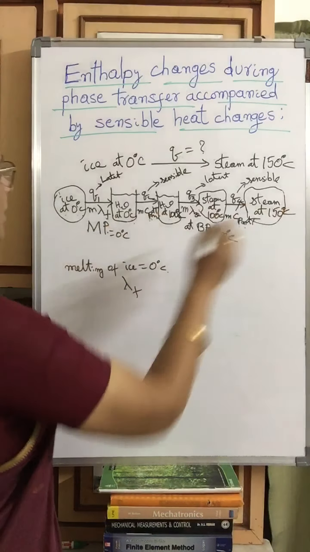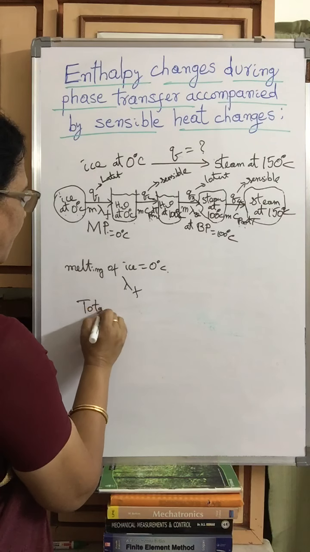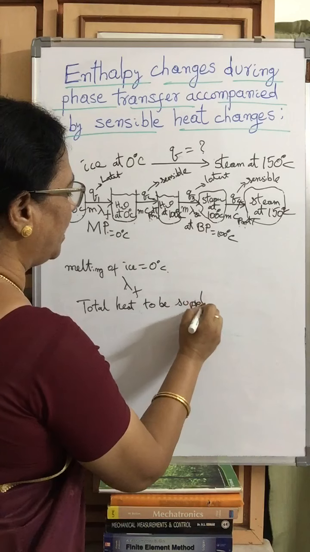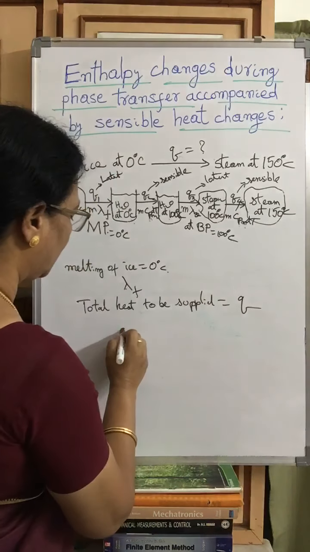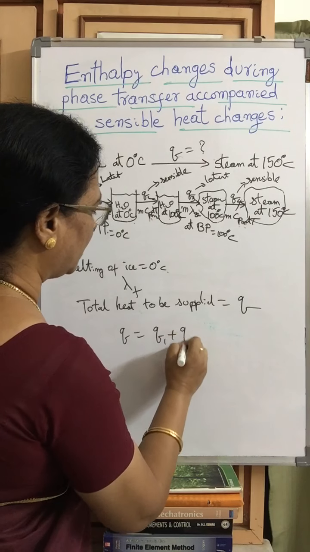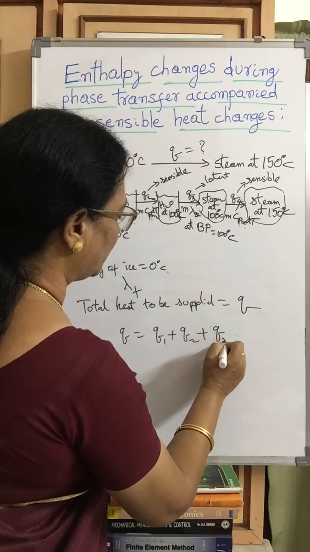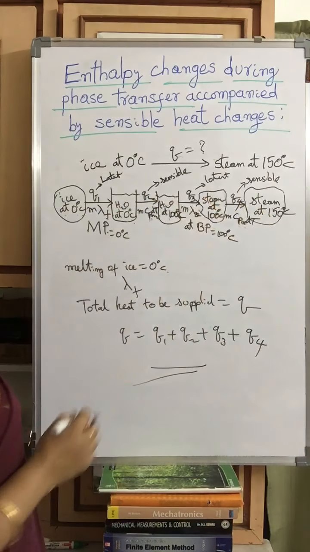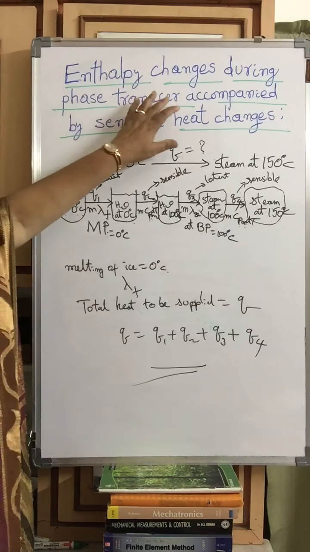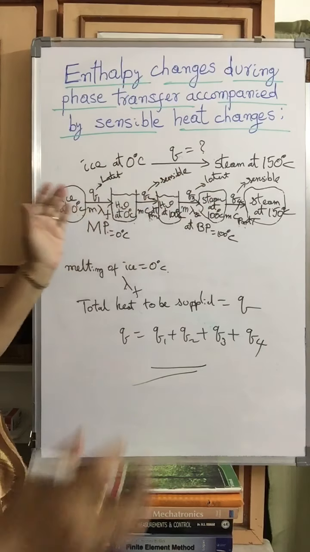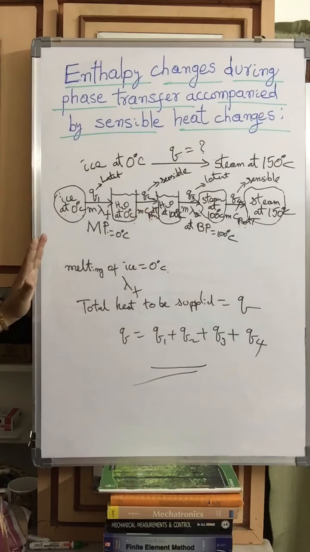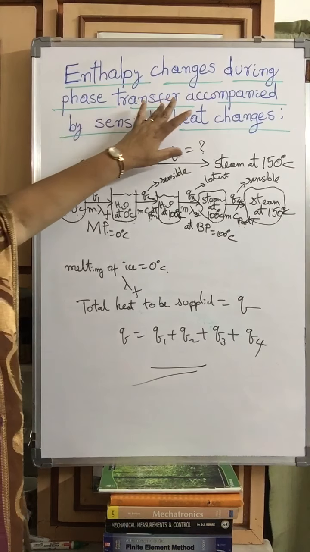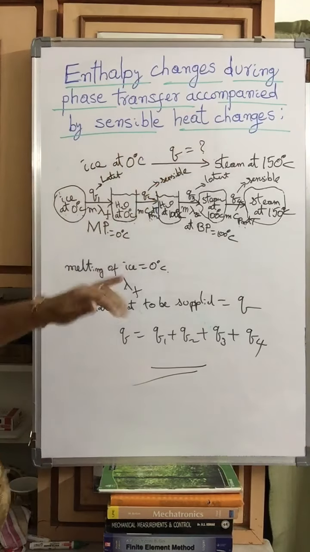Therefore, what is the total heat to be supplied? Total heat to be supplied equal to Q. So Q equal to the 4 stages we are calculating, Q1 plus Q2 plus Q3 plus Q4. Like that, sensible heat calculations and latent heat calculations are both involved in a single problem. That is the enthalpy changes accompanying phase transfer, accompanied by sensible heat changes.